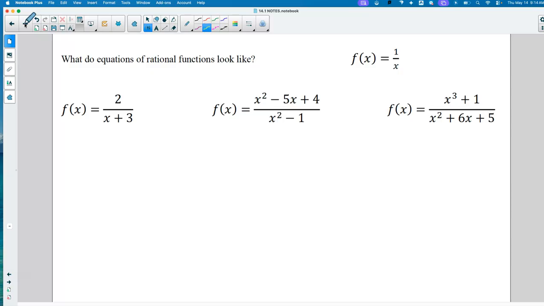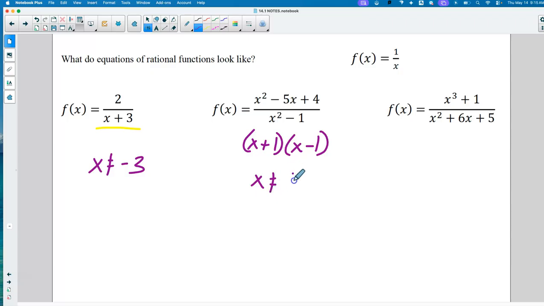There's one connection that I want you to make, though. What's my restriction here? X cannot equal. What's that factor to on the bottom? Yeah, x plus 1, x minus 1. So that means x cannot equal what? Perfect. I'm just going to put plus or minus 1. Same thing. And we could do the next one. I'm not going to. I'm going to do the top one, though, because we always forget this one, and say x cannot equal 0.